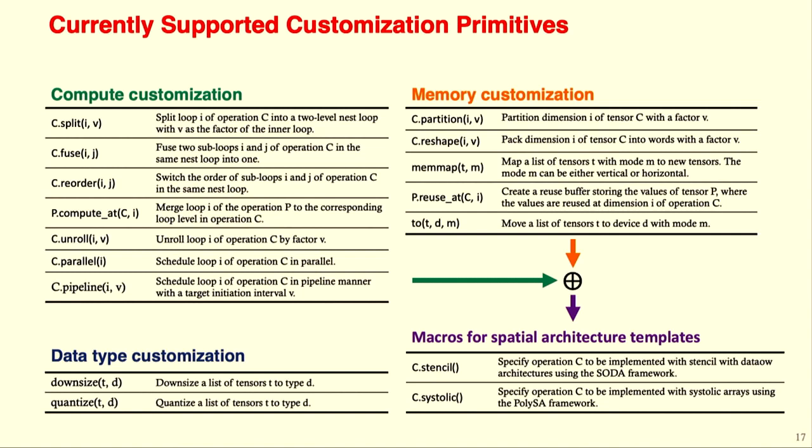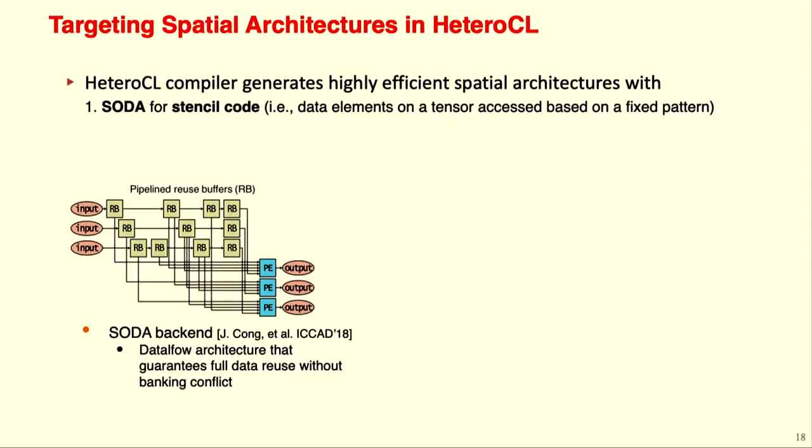That's where we are introducing not just micro primitives, but also some macros, where we can map to very efficient spatial architectures like systolic arrays and stencils. I just want to give you two quick examples of these macros. One is we are leveraging the backend compiler from Professor Jason Cong's group at UCLA, where we can generate very high performance pipelined stencil architectures.